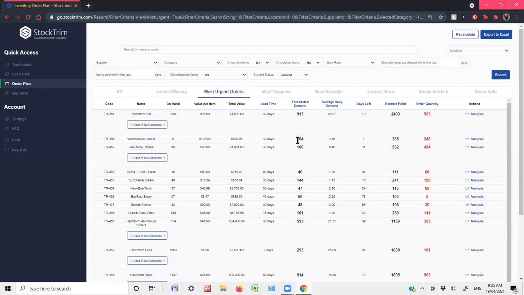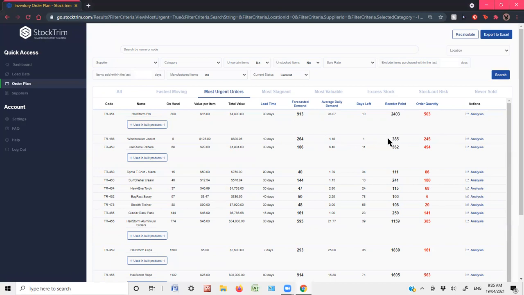Here's the information that StockTrim is generating from what you've brought in. So we worked out that we were expecting to sell over the upcoming forecast period 264 units. That's our forecast demand. We're expecting to sell just over 4 units a day. Based on that, we've got 1 day worth of stock left.